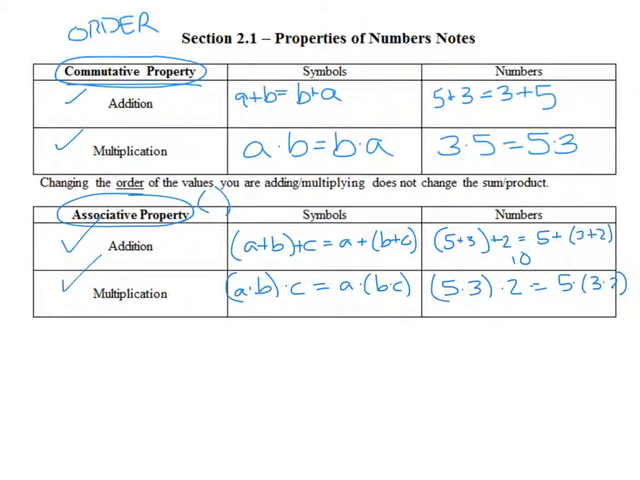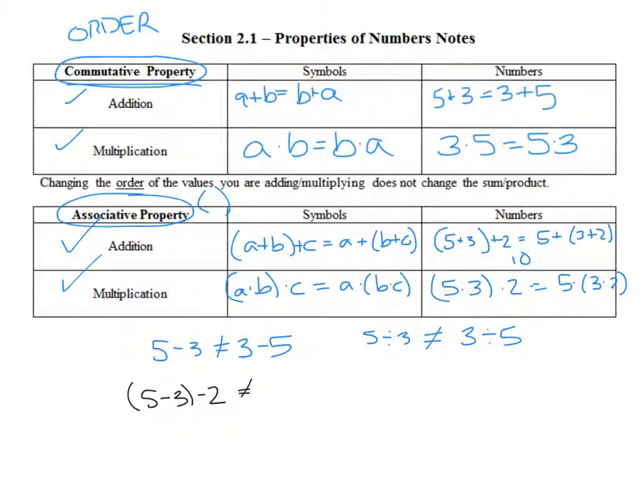But it's not true for subtraction or division. For example, 5 minus 3 is not the same thing as 3 minus 5. Or 5 divided by 3 is not the same thing as 3 divided by 5. So the commutative property doesn't work. For the associative property, 5 minus 3 first and then subtracting 2 is not the same thing as 5 minus the quantity 3 minus 2. They're not equal. Same goes with division.